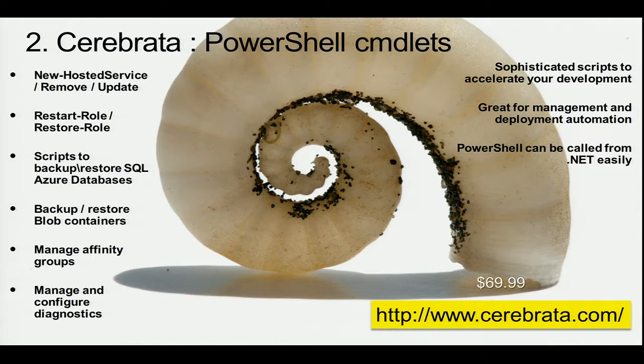So we need some sort of backup capability. Cerebrata ships these commandlets for about $70, and there's probably 100 more things that these do. I couldn't put all those bullets on the screen, because as we all know, bullets in PowerPoint kill. But they will help you very easily build out these scripts that will automate a lot of the management tasks that you need to do in the cloud. Deployments, teardowns, upgrades, backup and restores, those sort of things.